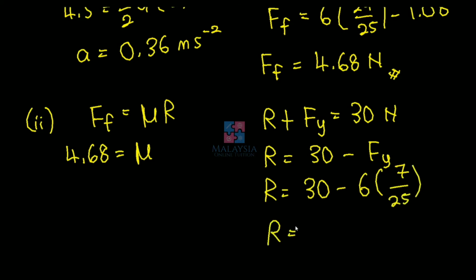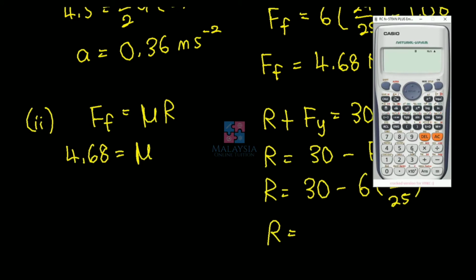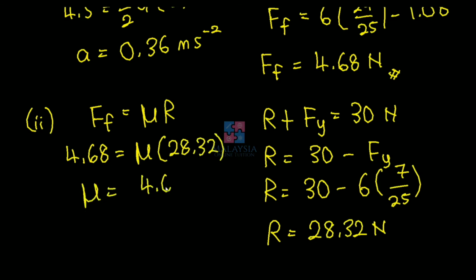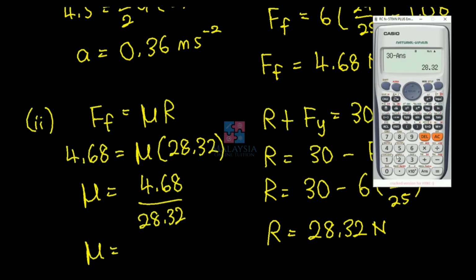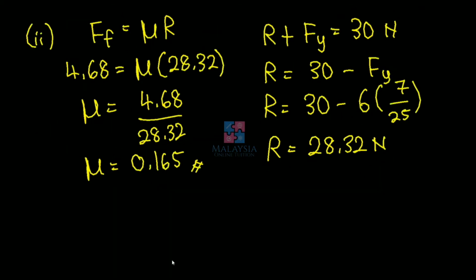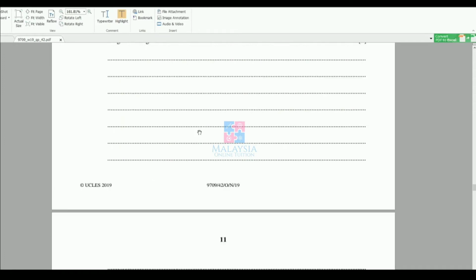So let's find what our R is. 6 times 7 over 25, and then 30 minus the answer, we will get 28.32 Newton for our reaction force. So 4.68 divided by 28.32, we will get the coefficient of friction. So 4.68 divided by 28.32, we will get 0.165. It has been proven, correct to 3 significant figures. And that will be the final answer for question number 6, part 2.